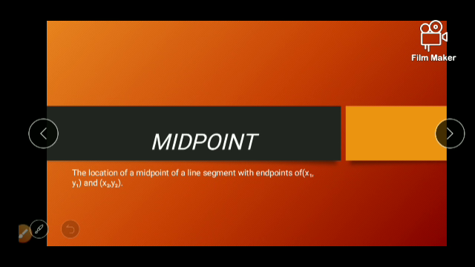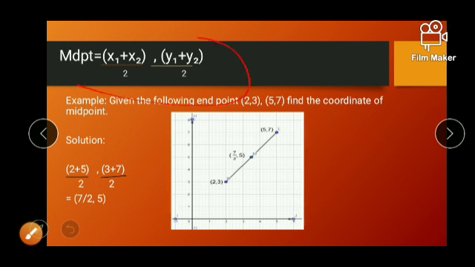Midpoint: the location of the midpoint of a line segment with endpoints x sub 1, y sub 1 and x sub 2, y sub 2 can be found through this formula. Now let's try the given example. Given the endpoints (2, 3) and (5, 7), find the coordinates of the midpoint.